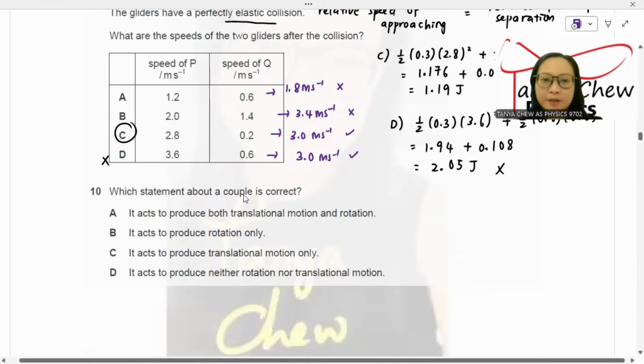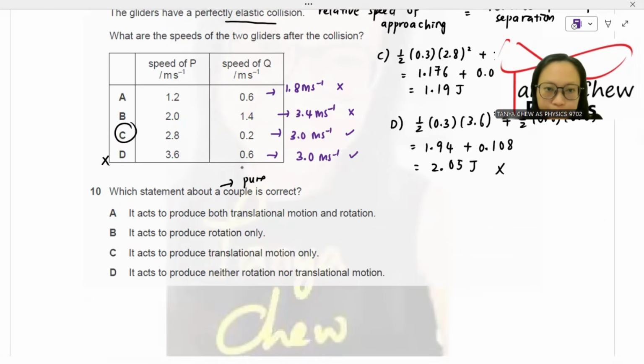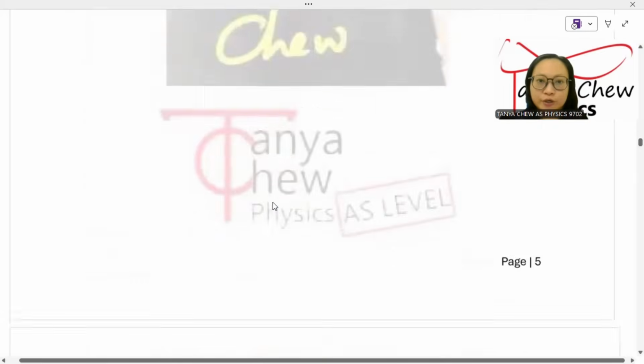Number 10, which statement about the couple is correct? A couple produces a pure turning effect. Remember that. So A, it acts to produce a translational, no translational, only rotation, no translational. So B is the answer.